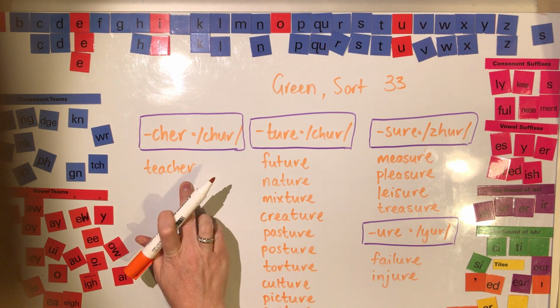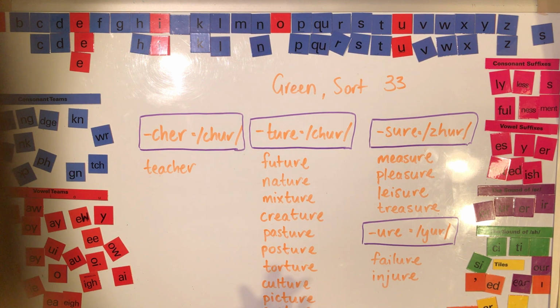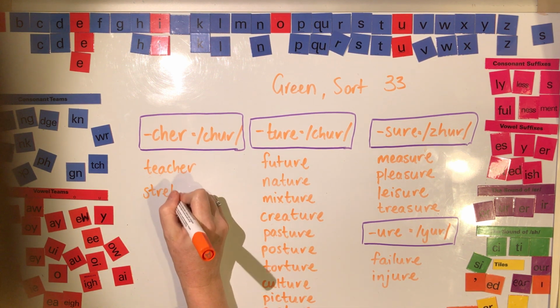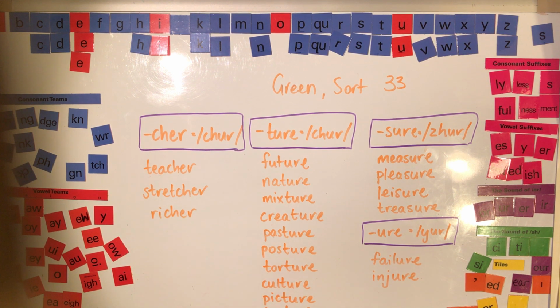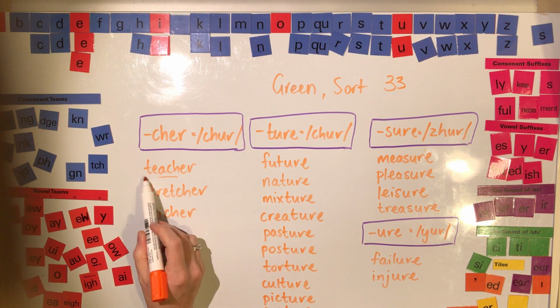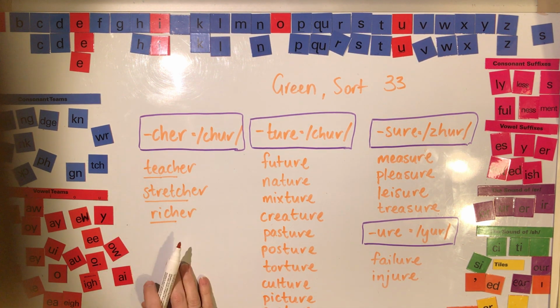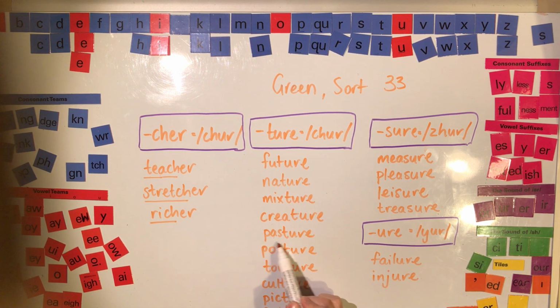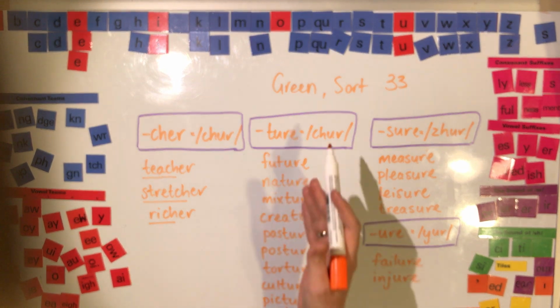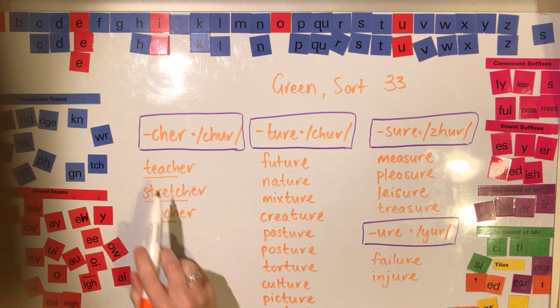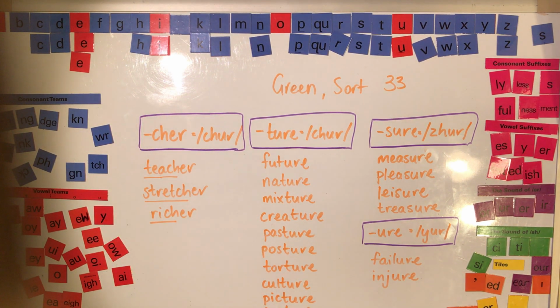Let's see if we can find some more C-H-E-R words. What you're going to see is that T-U-R-E is more common to make that sound. The C-H-E-R is, funnily enough, less common. So what about the word stretcher? Stretch, stretcher. Richer. I guess one pattern I'm seeing is that if you take the ER off, that's a base word. So teach, stretch and rich are all base words. Maybe that's something to keep in mind. Whereas if I take off the end of creature, post, or future, that's not giving me base words. Whereas teach and teacher, stretch, stretcher, rich, richer. So who knows, maybe we've got a base word pattern happening here. But either way, you need to expose yourself to these words during the week.